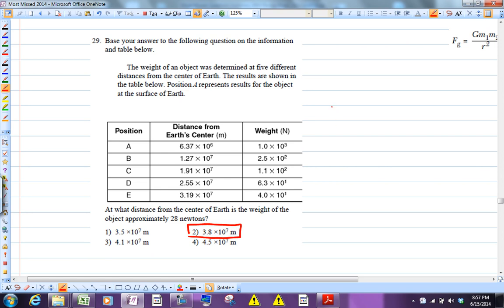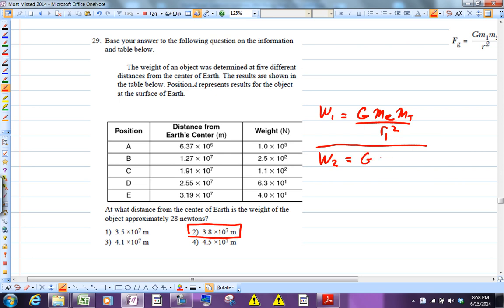The gravitational force, or the weight force between two objects, I'll call it weight 1. Big G, mass of the Earth, mass of the thing, over the distance squared is the weight force. They give the value for that for 5 different locations for this object. Now, at some other location, they want weight 2 to be 28 newtons.